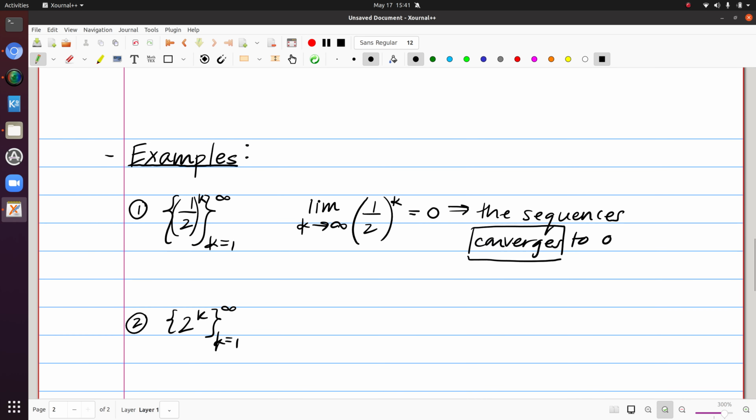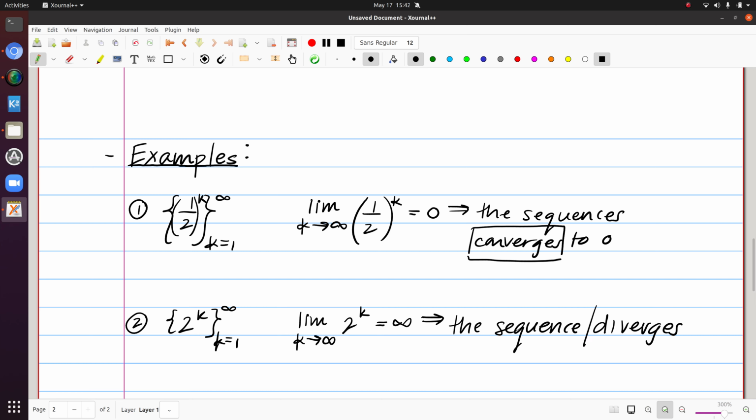If we look at our second example with general term 2 to the k, if I take the limit of this, the base 2 is greater than 1. This is just going to grow without bound and approach infinity. So while the limit exists, it's not finite. This is one way in which we can say that the sequence diverges. When it diverges, there's no notion of saying what it diverges to. We just say it diverges.